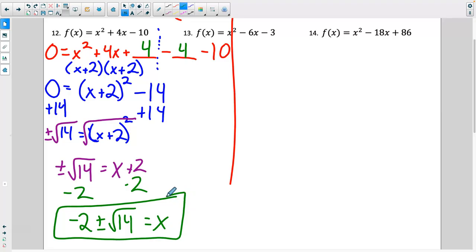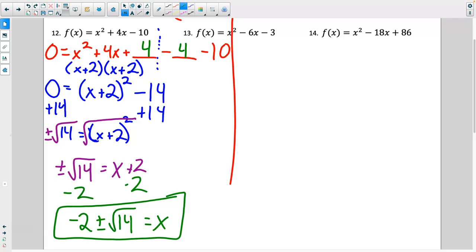Doesn't that look lovely? Yeah, it's kind of a nasty solution, but it's nice. Again, I don't want you to figure out what the approximation for the square root of 14 is. I want you to leave it as an exact answer, and it's done. If I did want an approximation, then you would have to plug it into your calculator. You would go negative 2 plus whatever it is, negative 2 minus whatever it is. Okay?